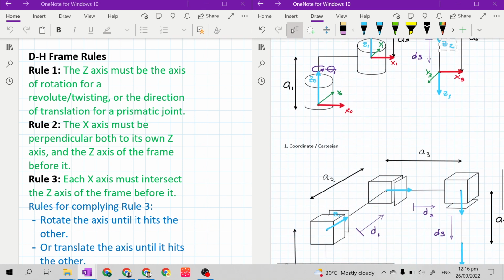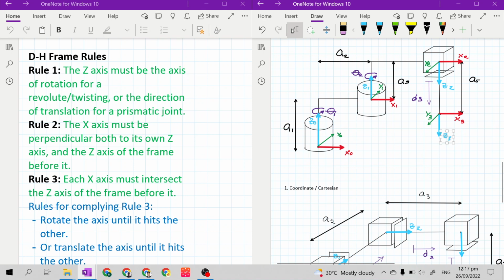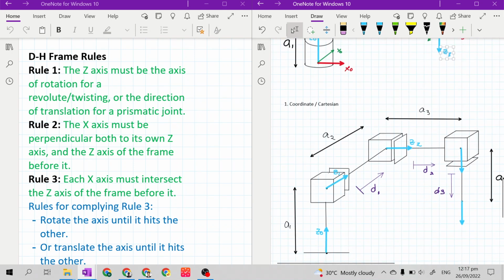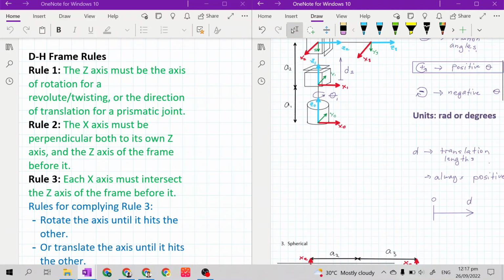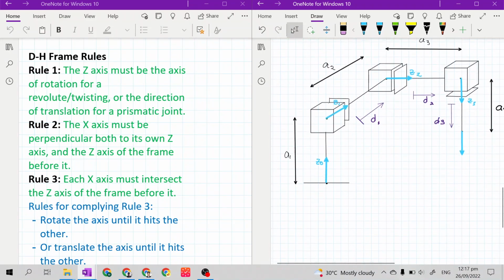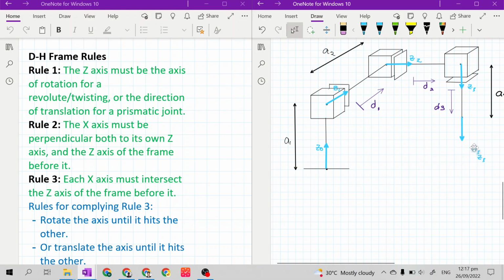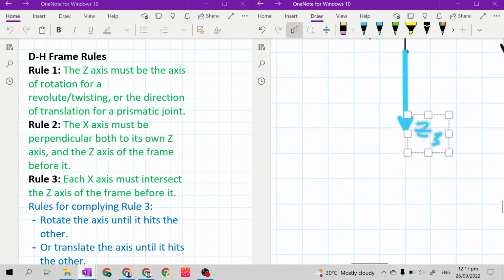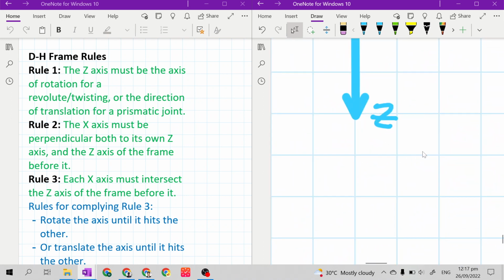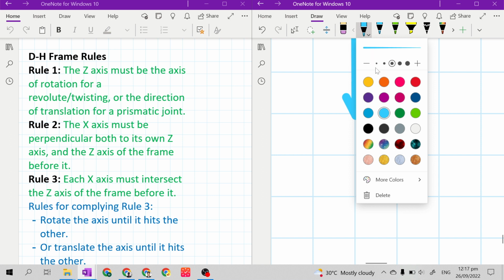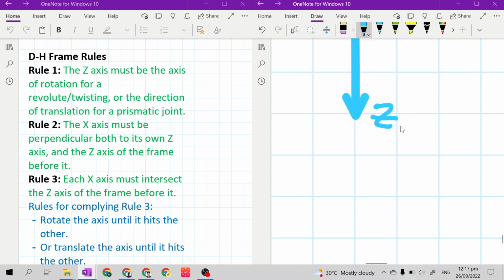Then Z2. Then Z3. Okay, we have fifth frame here. So we will have, oh, we don't have Z4. Okay, we don't have Z4. So this will become Z4. Z4. Okay.